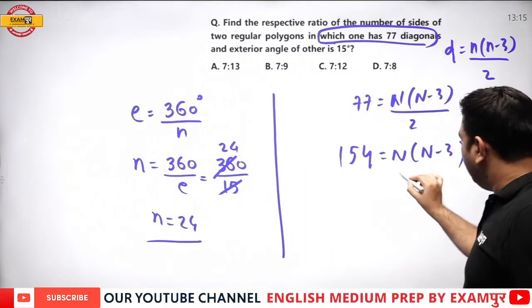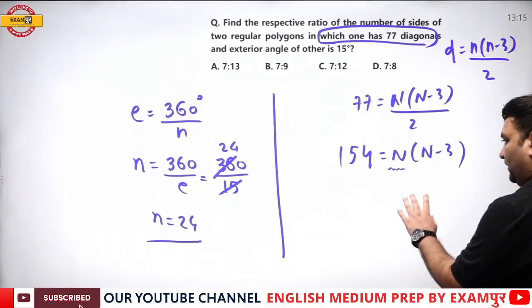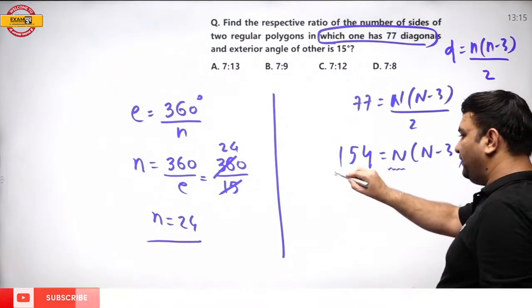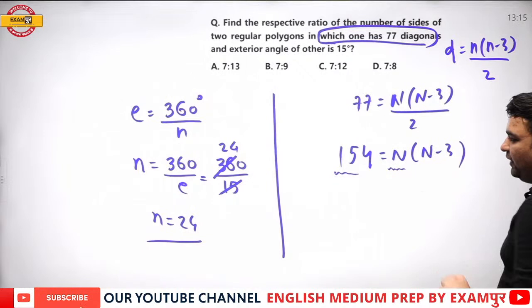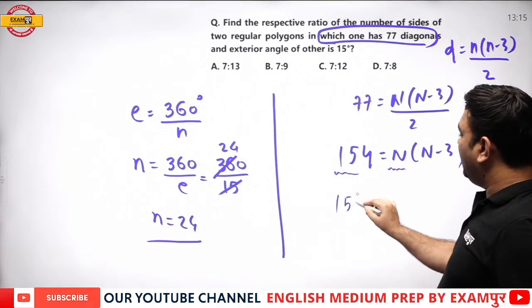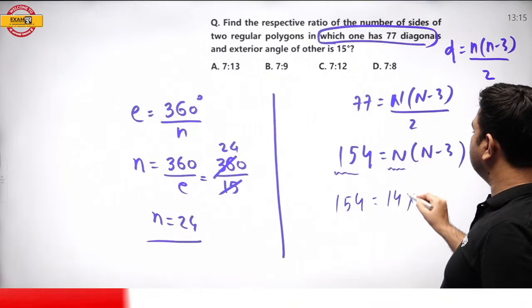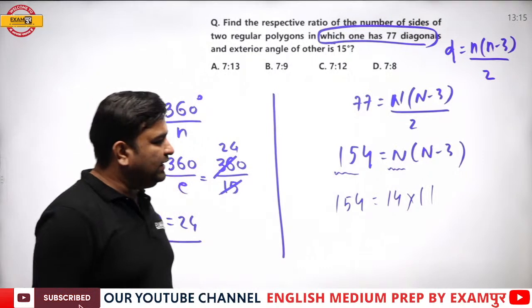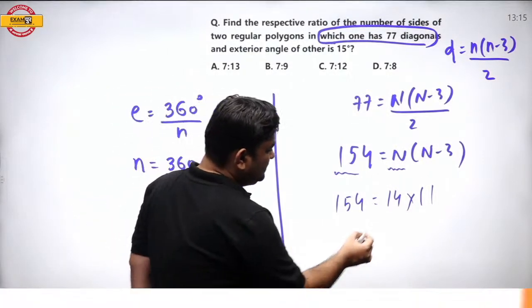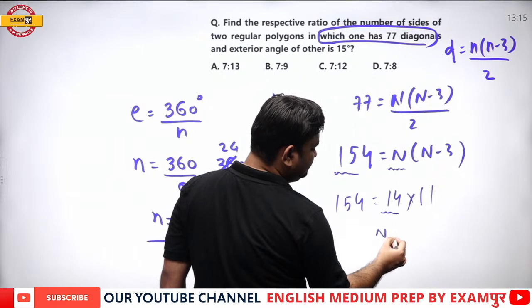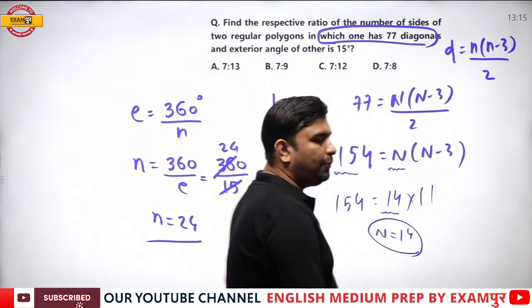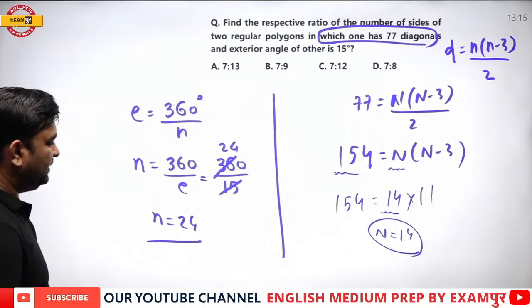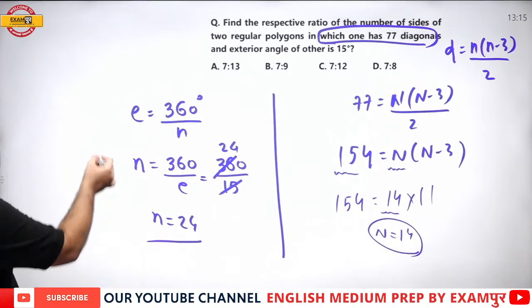Now, this is a multiple of 11. Think of two factors in which one is 11, and another is something so that it can make 154. So I am thinking about 14 cross 14 minus 3, 11. So the number of sides of the other polygon is 14. For the first 24, for the second 14, ratio.